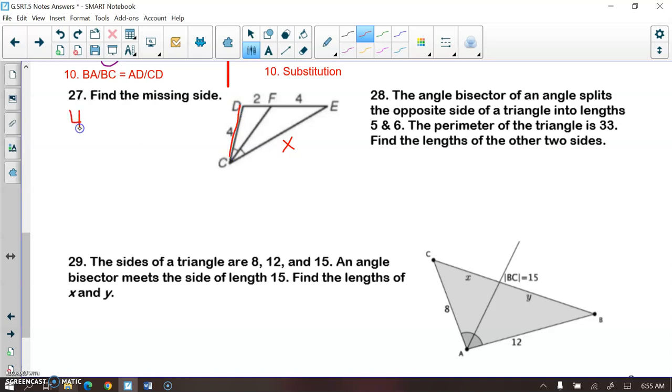4 over this 2, that would be equal to this X over this 4. Cross multiplying, I wind up with 2X is equal to 16. Dividing by 2 on both sides, X comes out to be 8.